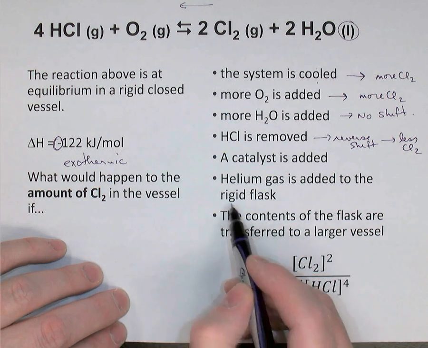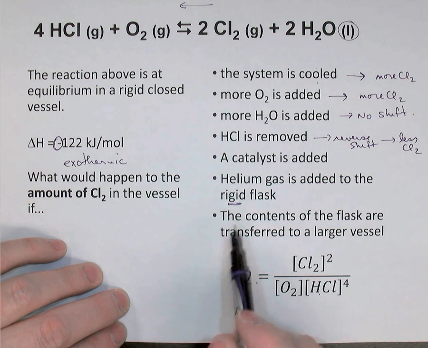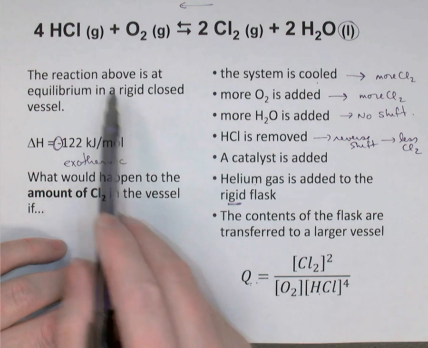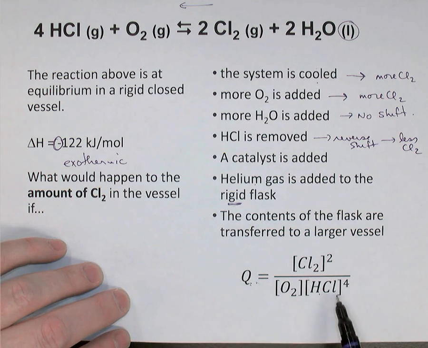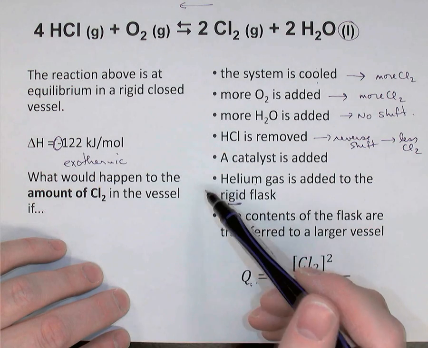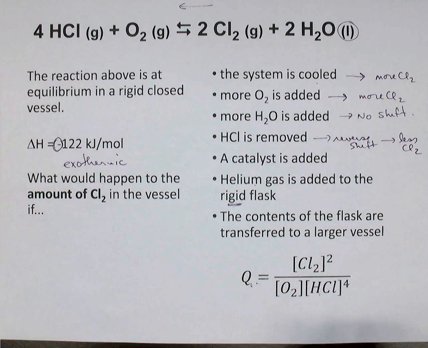Helium is added to the rigid flask, so we'll assume that means the volume is held constant. If the volume is held constant, adding helium does nothing to the concentrations of any gases that were there. Therefore, Q is unaffected. Q is still equal to Kc. There's no shift. You could also say that none of the concentrations are affected because the volume is held constant. Therefore, the rates of the forward and reverse reactions remain equal.